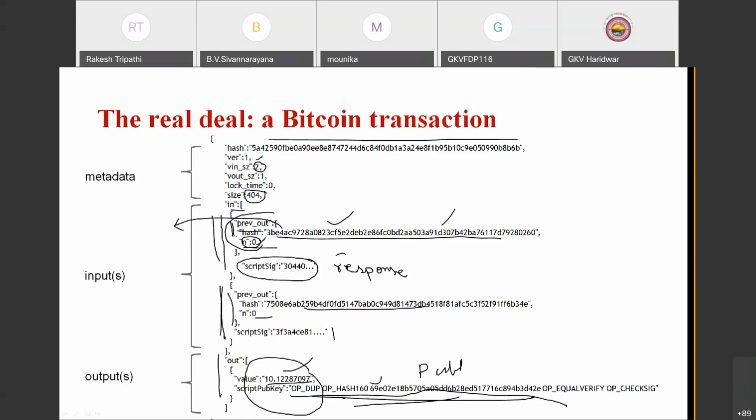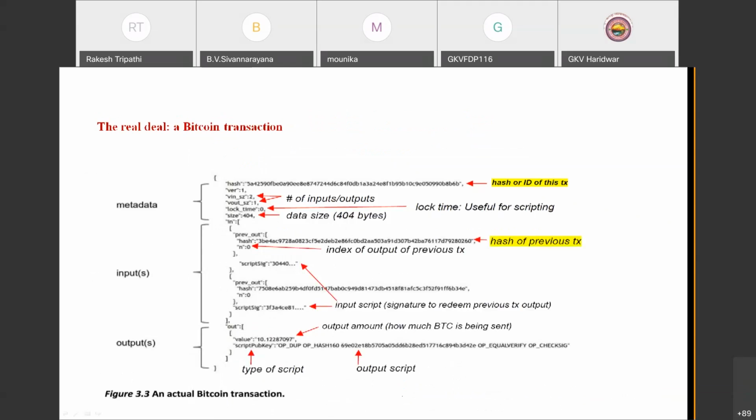someone with this script. Rather than giving an address, we give a script. It will be clear to you very soon. So there are two inputs and one output. Data size is 104 bytes.